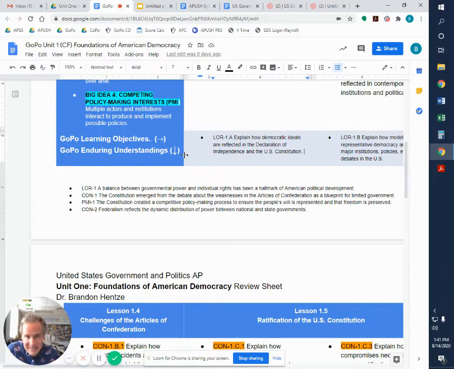And that is what you will be assessed on. I'm going to have some sort of activity for you to do where you will demonstrate a working knowledge of how democratic ideals are reflected in the Declaration of Independence and the Constitution. And you go, Dr. Hensey, that's so broad. How am I supposed to do that? How am I supposed to know what that means? Don't worry, calm down. I'm here for you guys.